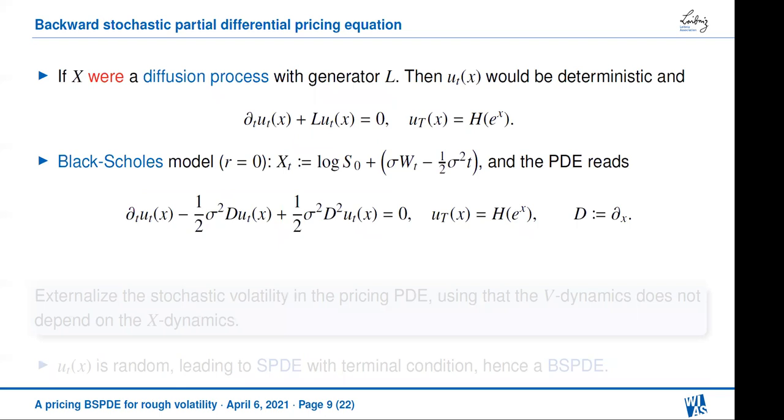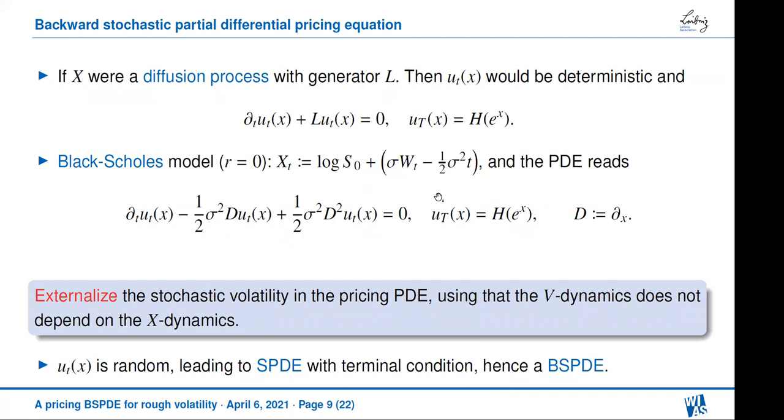Great. So let's go back. Again, if X was a diffusion process, we have the Kolmogorov backward equation. So if X is in particular the Black-Scholes model, then that would look like this, right? So this is the Black-Scholes PDE, not in the usual form, but formulated in terms of the log price. Now, what is the idea? What we would like to do is we kind of externalize the stochastic volatility in the pricing PDE. What I mean by this is take the Black-Scholes PDE and replace the sigma squared by our process V_t.